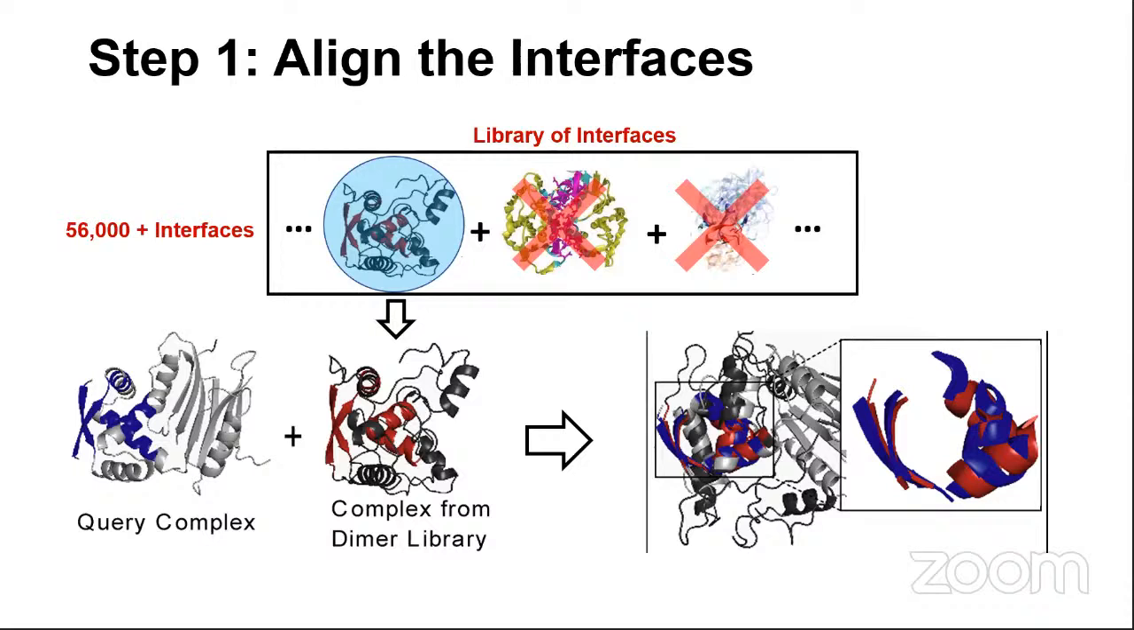So I said the program was fast, but there's a long step. You have to go through 56,000 interfaces and align them. The alignment for each one is pretty fast, around a second or so, but there's 56,000 of them. So it would be really good if we had a method that could get rid of obviously bad interfaces, which is like 99.9% of them at the start, so we're only scanning a small number each time.